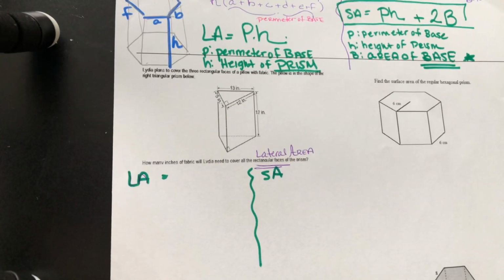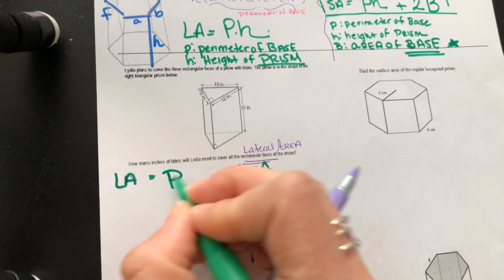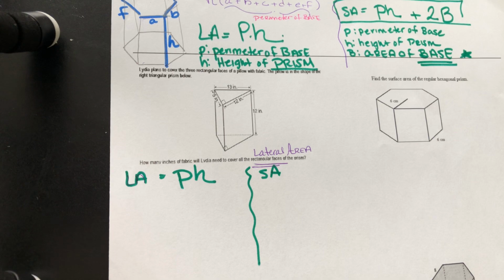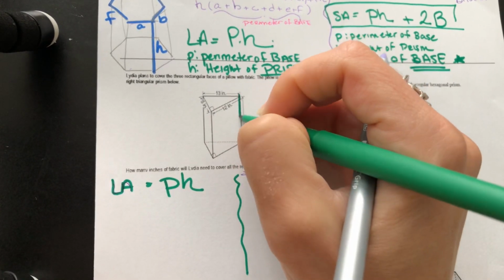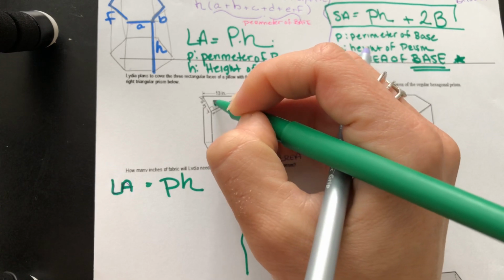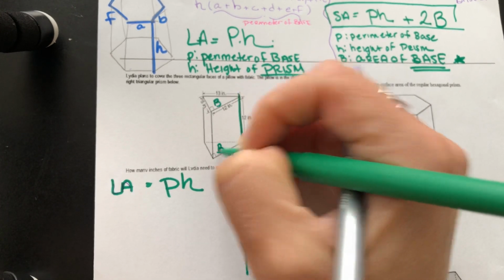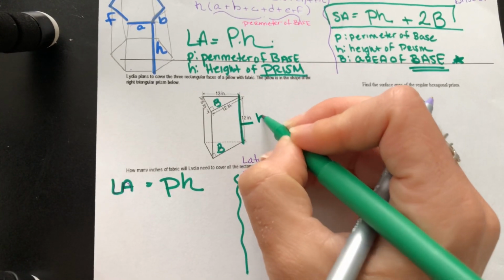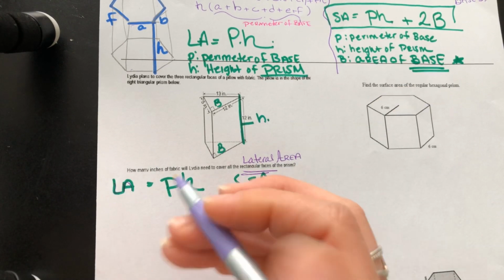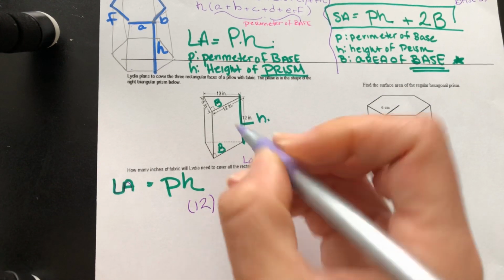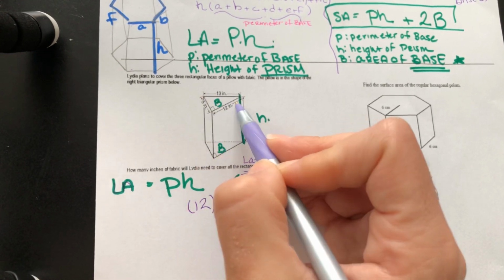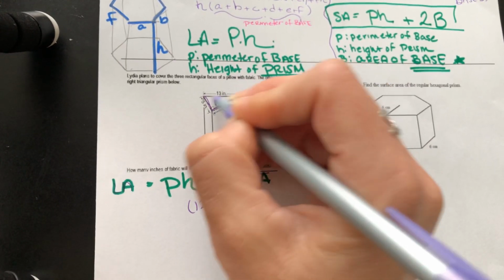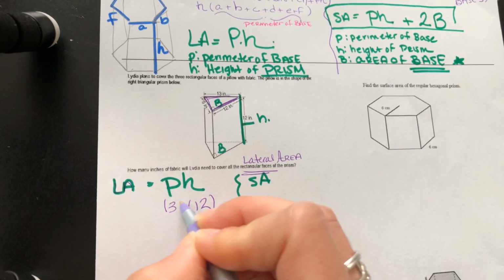I do recommend you always write your formulas, P times H. The height, again, is the height that connects the two bases. If here are the bases, this 12 is my height. And then easy, the perimeter, 5, 12, 13. You just add all of this up. So here's the base. You're just adding them up, and it's 30.